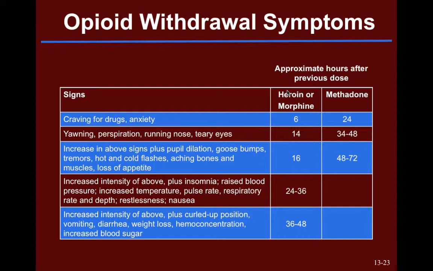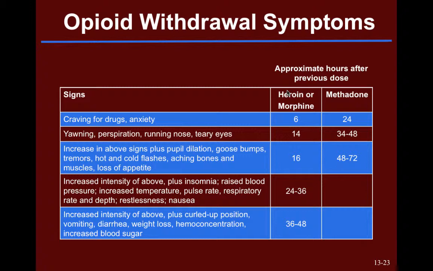So again, things that are not life-threatening, unpleasant, but not life-threatening. About 16 hours since the last dose, we'd see an increase in that, plus dilation of the pupils, goosebumps, hot and cold flashes, aches, loss of appetite. About 24 to 36 hours out from the last dose, all of that becomes more intense, plus insomnia, increased blood pressure, increased temperature and pulse rate. And then 36 to 48 hours, we see again increased intensity, vomiting, diarrhea, weight loss, and increased blood sugar.